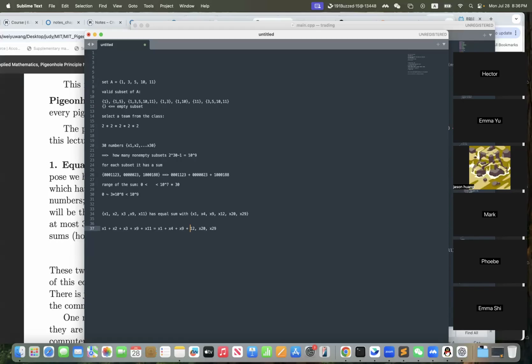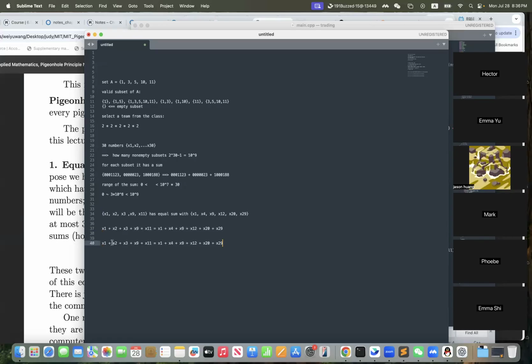We can only show that the two subsets have the same sum, but these two subsets may contain repeated numbers out of these 30 numbers. But we don't need to worry about that. Why? Because if they contain the same number, we can just minus this number from both sides, right? Say they both contain x1. So plus x1, they are all equal. Then if we both minus x1, they are still all equal. They both contain x9, and we minus x9, they are still all equal, right?